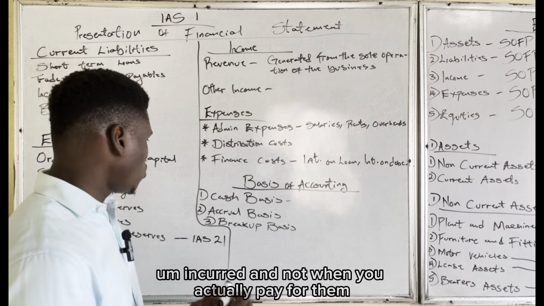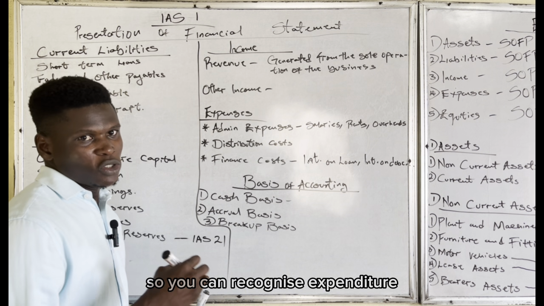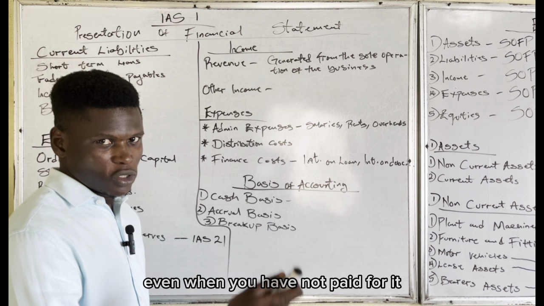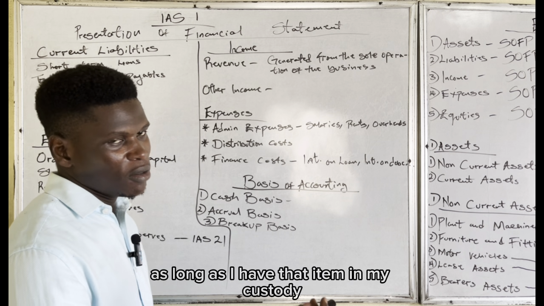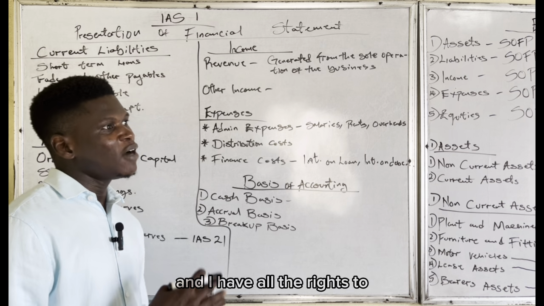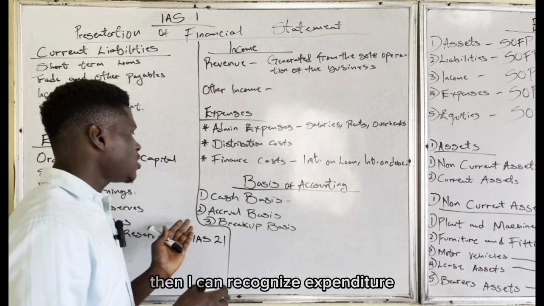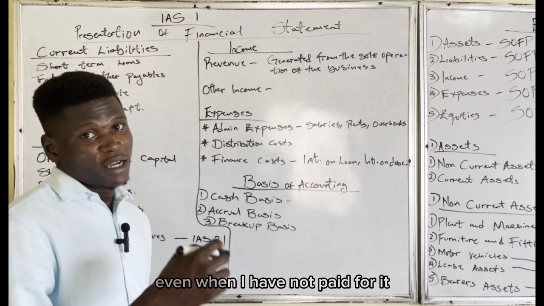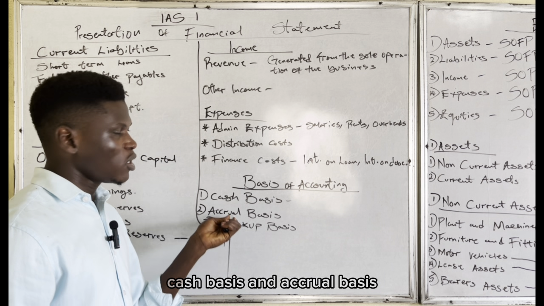So you can recognize expenditure even when you have not paid for it. So meaning that I can buy something on credit, as long as I have that item in my custody and I have all the rights to enjoy the benefits of that item, then I can recognize expenditure even when I have not paid for it. So that is what differentiates cash basis and accrual basis.